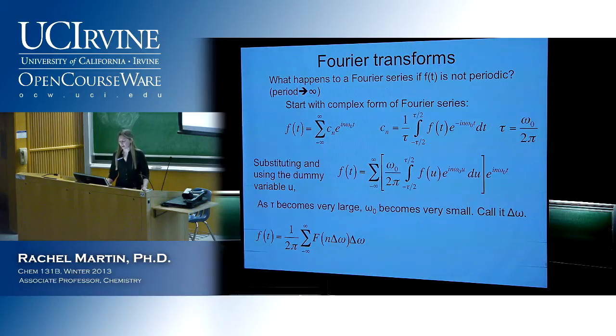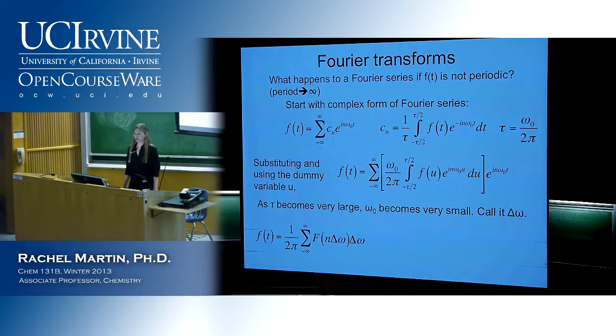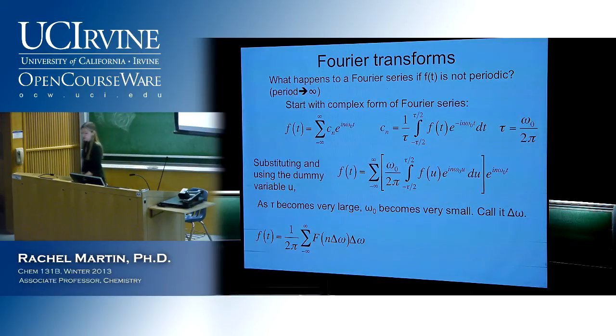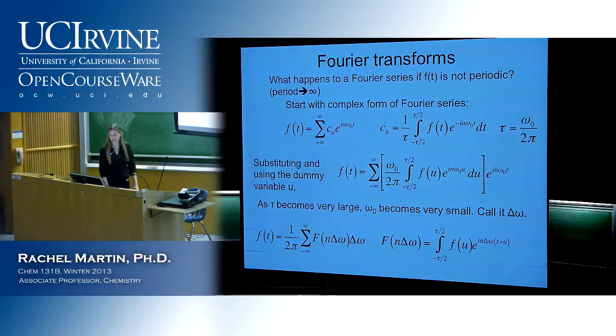Okay, so if I do that and plug my result back into the original sum for the complex version of the Fourier series, then I get something that looks like this, which I can evaluate. And we're still looking at this in terms of our dummy variable u.